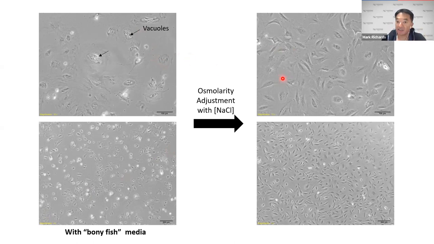So we didn't need to use urea, which is sometimes used in attempts to culture cartilaginous fish cells. So just adjustment with osmolarity worked quite well. We did not have to alter any other protocols; we still rely essentially on the L15 basal media with the adjustment of osmolarity with sodium chloride.